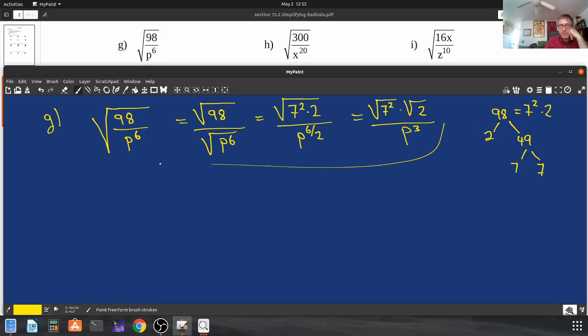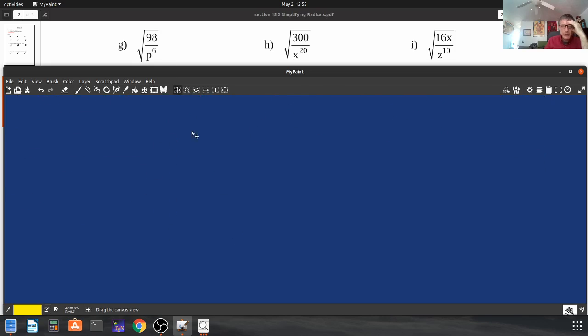One last simplification is possible. The square root of 7 squared is 7. The square root of 2 cannot be simplified. It's prime, and even if it weren't prime, its prime factorization does not have any perfect squares in it. So we have p to the 3rd, and that's our answer for that one. You all should try to do H and I on your own.